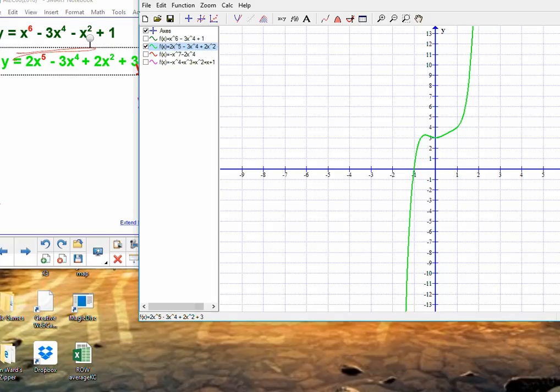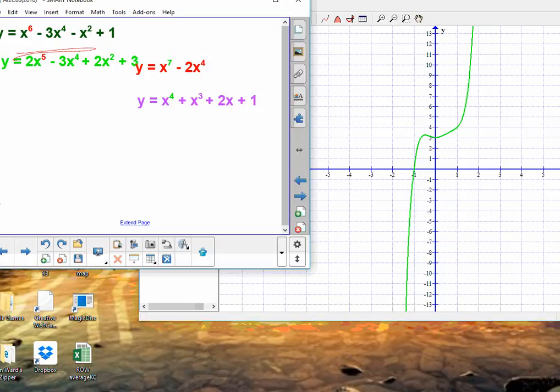By the way, how many zeros does that function have? Therefore, if you were trying to factor this, how many binomial factors would there be? 1. That's it. There's only one possible factor. All right, that would be it on that.